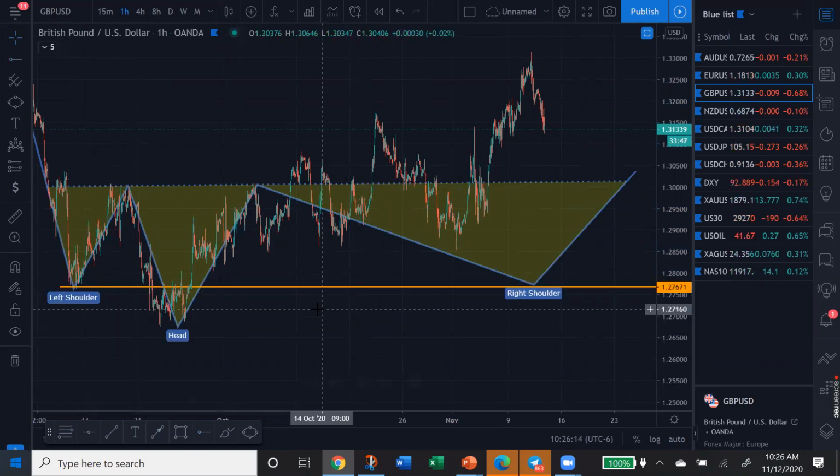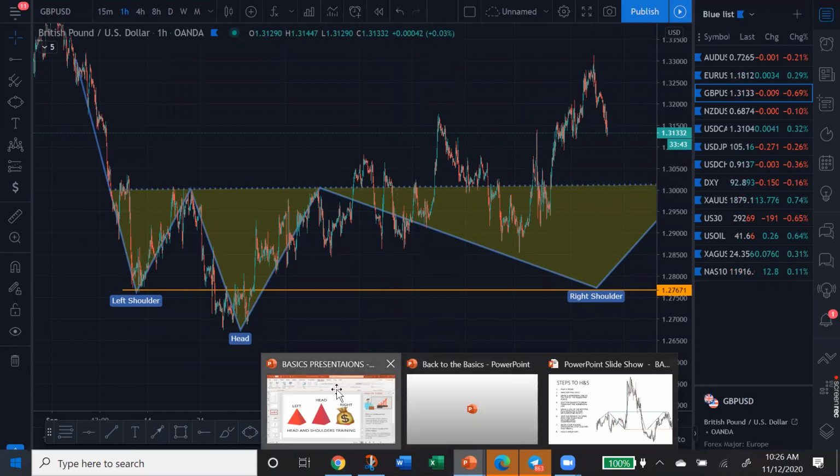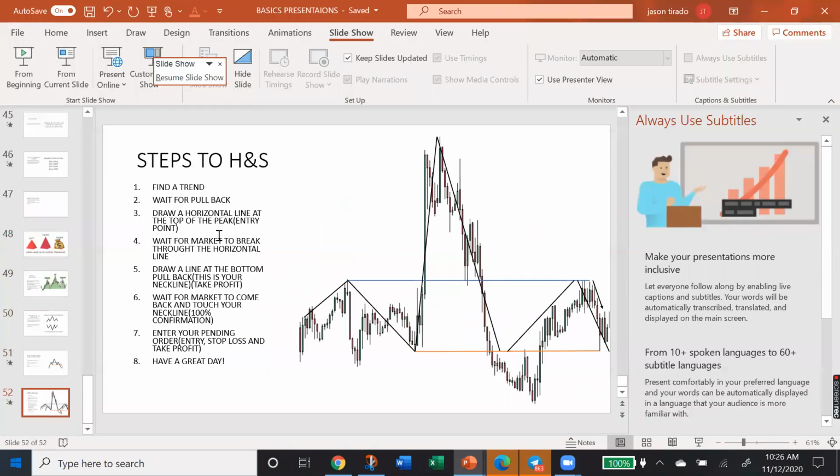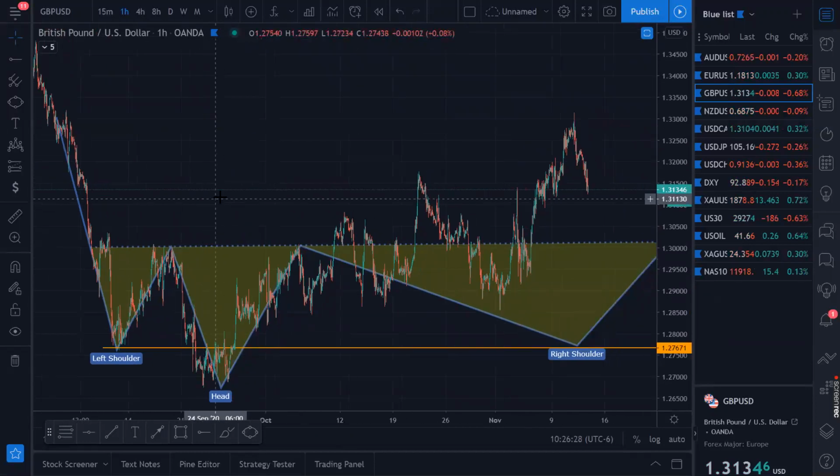So guys, this is how you identify head and shoulder patterns. Refer back to these steps to help you find head and shoulder patterns. All right, and then you can get into these trades.